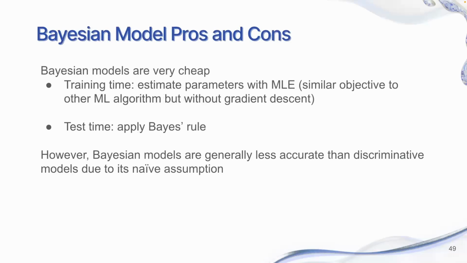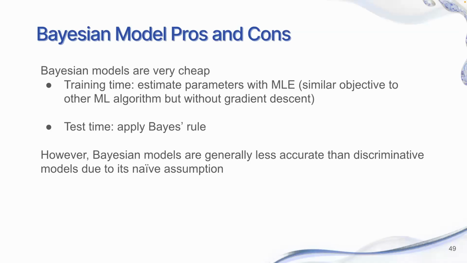So, pros and cons of Bayesian models. As you see, it's very cheap at training time because it's basically counting, and there's no gradient descent. You don't have to do so many epochs over the data, so it's pretty easy. And test time is also easy. You don't have to let your input flow through a bunch of layers to get an output. You just need to apply Bayes rule, which is like three multiplications or divisions, which is very easy.